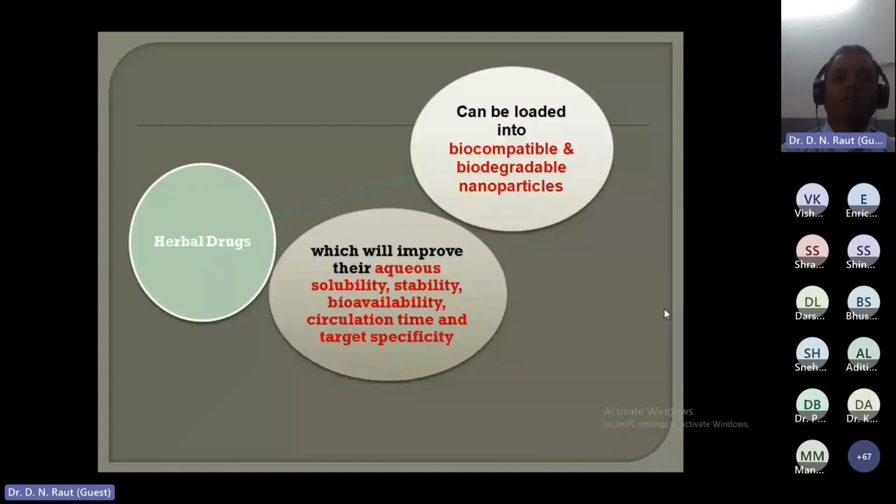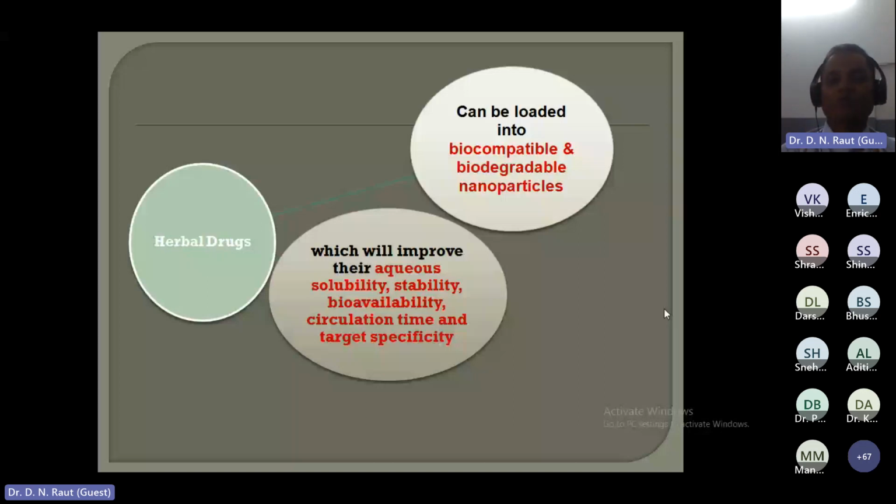Most of the pharmaceutical people, or those who are doing basic research as well as PhD research or further research, can work on the matrix or excipient that we are using, like most of the polymers nowadays used in nanotechnology, which could be smart polymers. We can modify those polymers as per our requirement, which will improve the aqueous solubility, stability, bioavailability, circulation time, as well as target specificity.